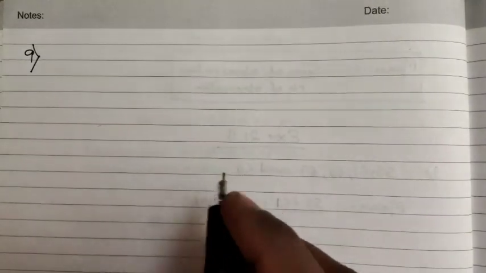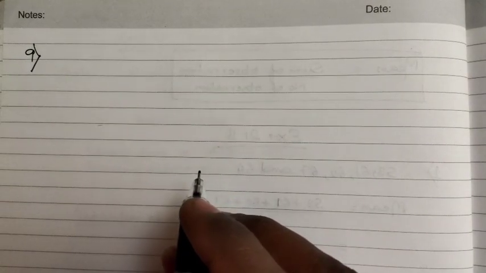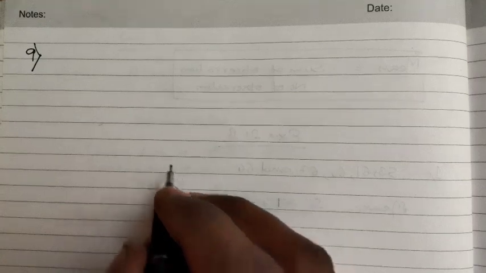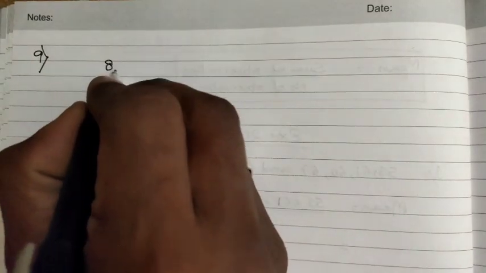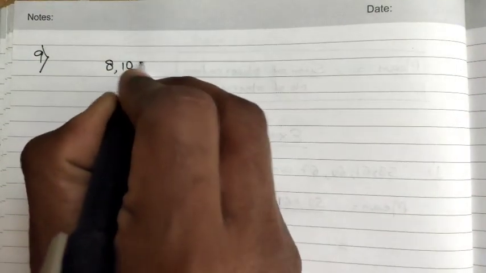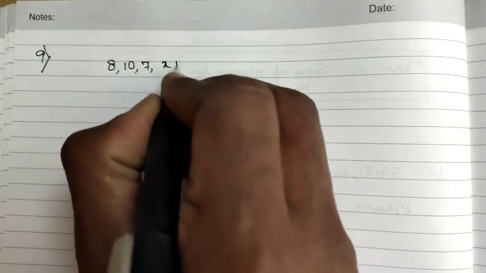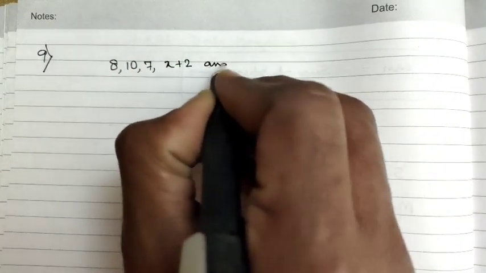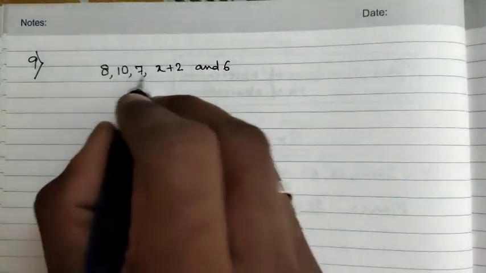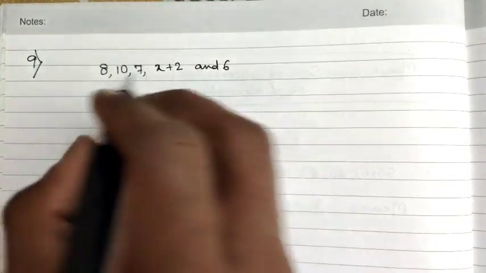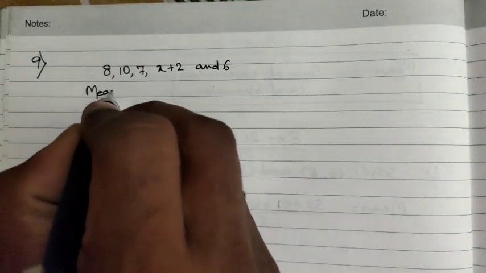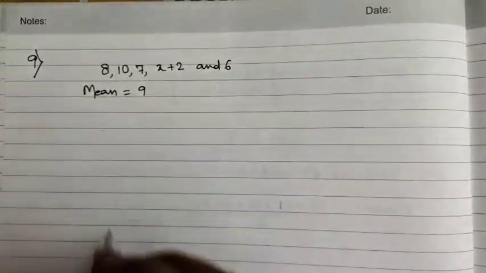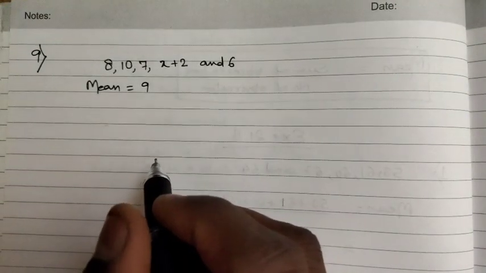Question number 9 is saying, if the mean of the observations 8, 10, 7, x plus 2 and 6 is 9, find the value of x. The mean is given, mean is equal to 9.